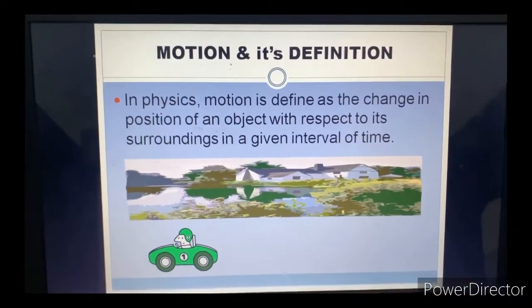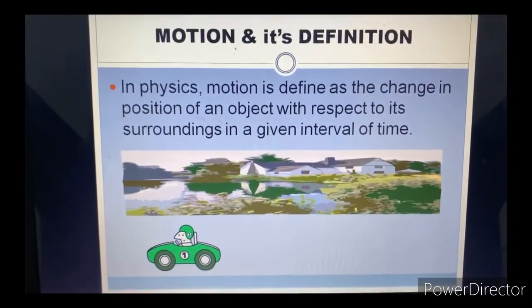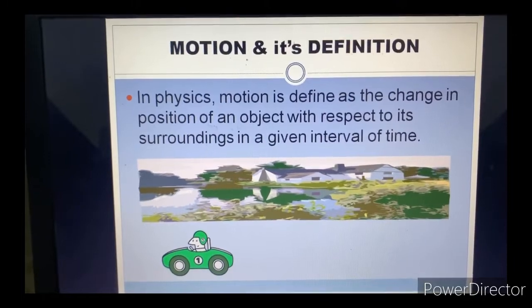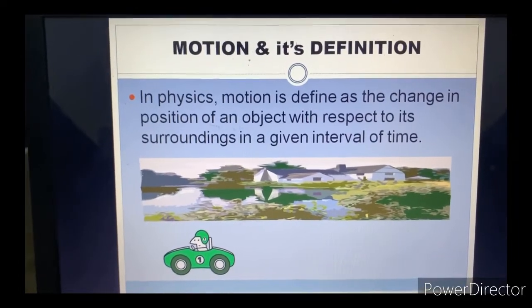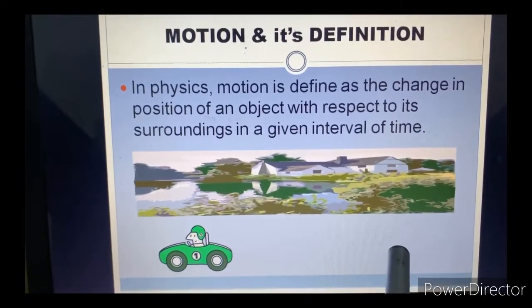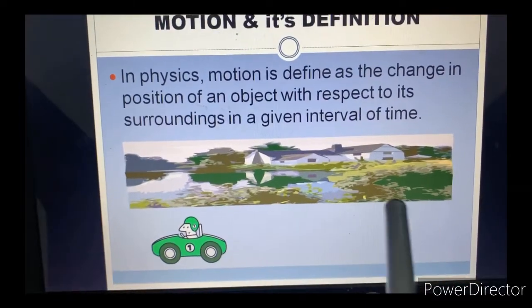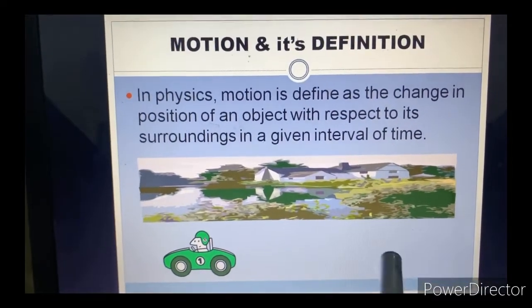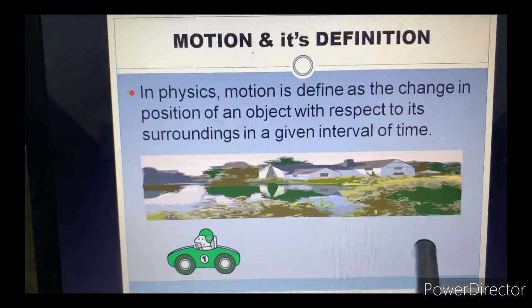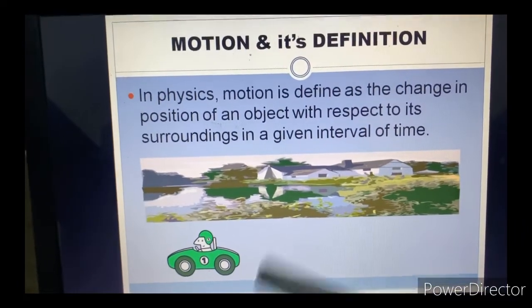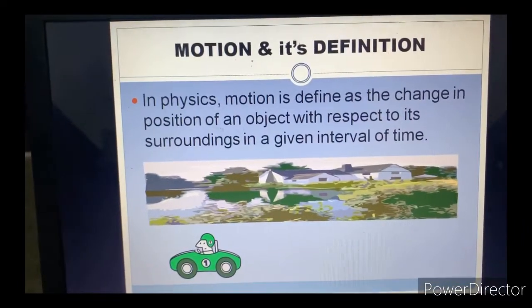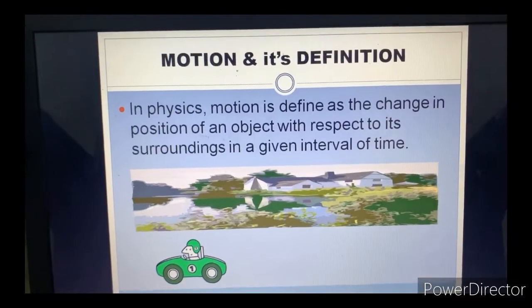Yes. Now we have defined motion. Now how will you measure this motion? Means if a car moves from this point to this point, what distance it travels, how will you measure? So for this we are going to study another topic, that is called measurement.